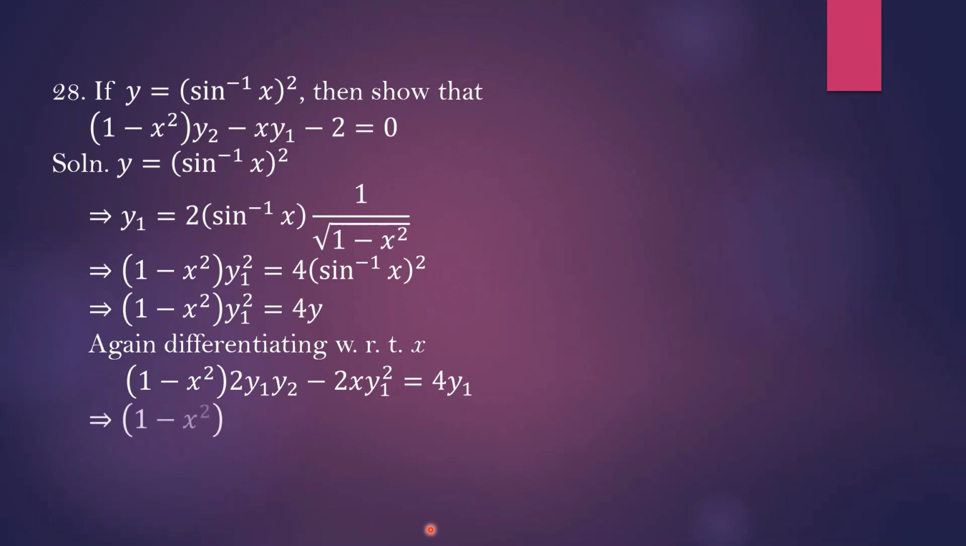So 1 minus x square y2 minus x y1 will remain, and here actually 2 will be there, shifting to the left hand side, minus 2 is equal to 0. So that completes the solution of the problem. Okay.